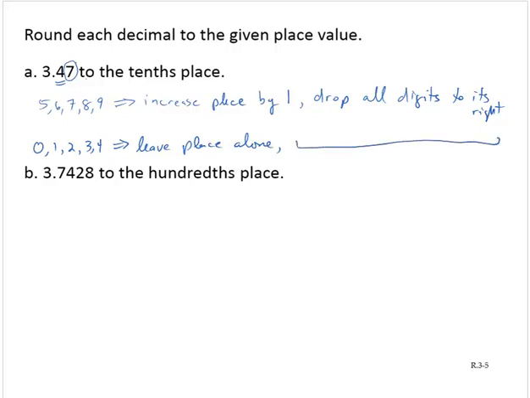So 3.47 to the tenths place, the place is a 4. We look at the 7. Since it's a 7, we increase the place by 1, drop all digits to its right. So that would become then 3.5. So the question is, really, is 3.47 closer to 3.4 or 3.5? And we say it's closer to 3.5.